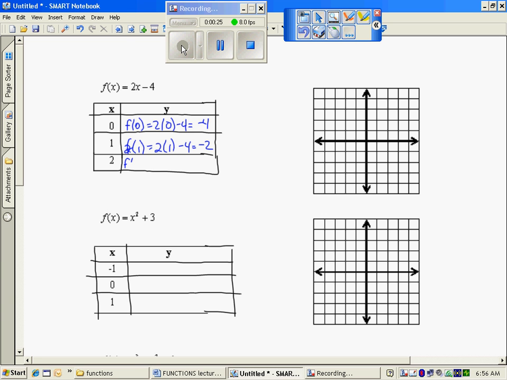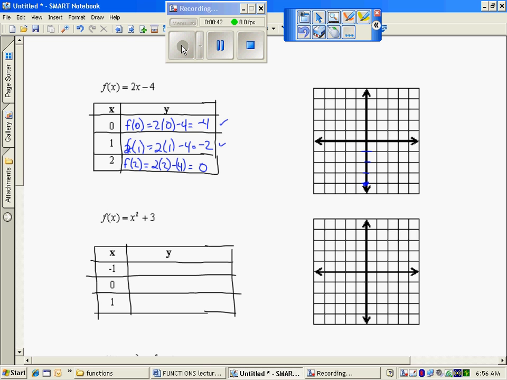I'm now in the hole 2, plugging 2 into my function. There's the notation: 2 times my input of 2, subtract 4. 4 minus 4 is 0. Plotting the point, notice my x position is 0, my y position is negative 4. 1, 2, 3, 4 in the y.